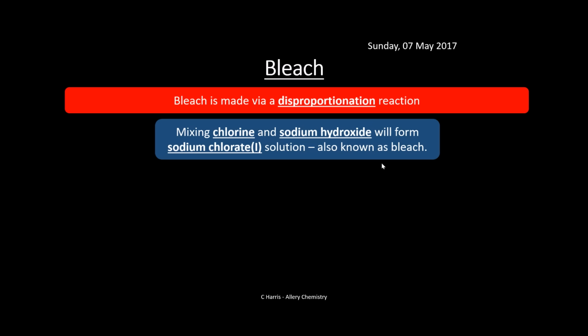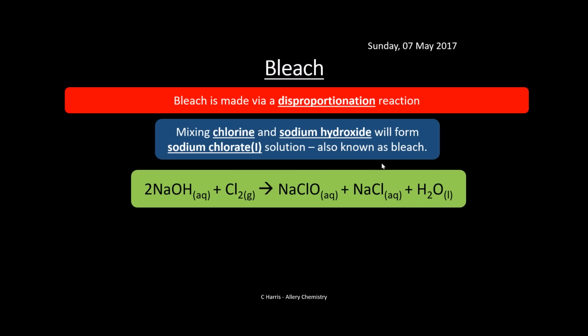But if we mix chlorine and sodium hydroxide together, okay, we'll form sodium chlorate(I) solution, and this is known as bleach. Now the reaction, like I say, as you can see here, is the sodium hydroxide plus chlorine. Literally, that's what it is. Sodium chlorate(I) is this stuff here, NaClO. Okay, so that's that one. Plus you form your salt and you form water as well. Okay, so really important. This is your bleach.